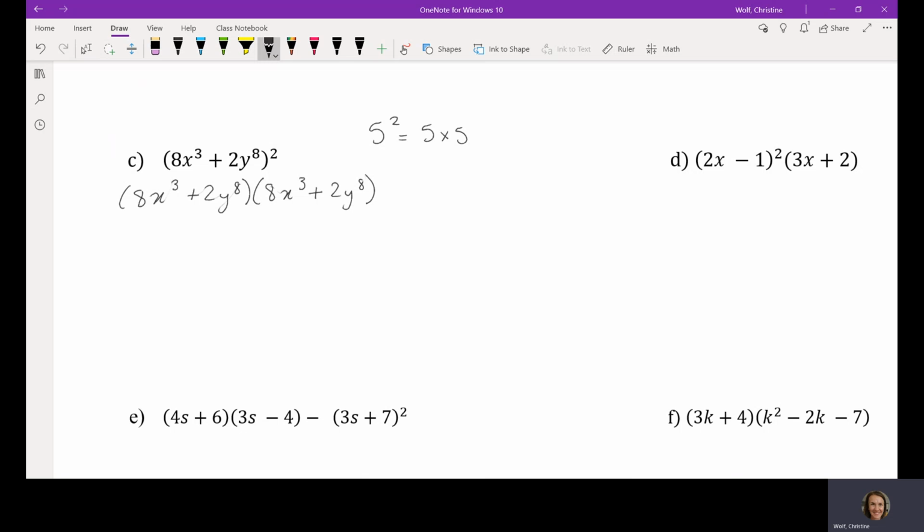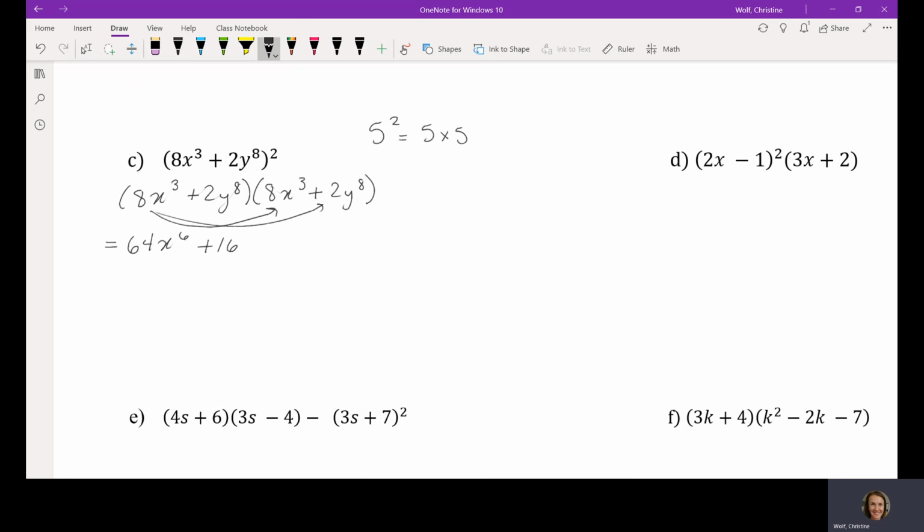You start with the first term and multiply it to each term in the far bracket. So 8x cubed times 8x cubed would be 64x to the 6. Then multiply it to the far guy. 8 times 2 is 16.